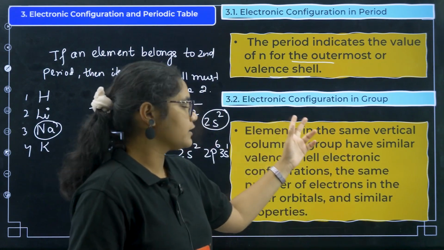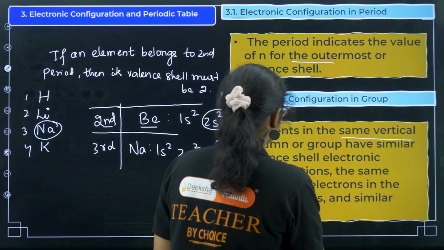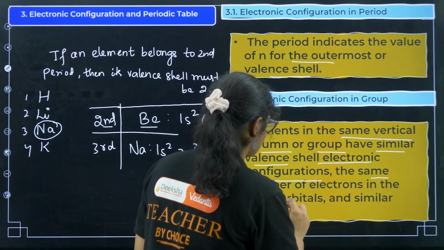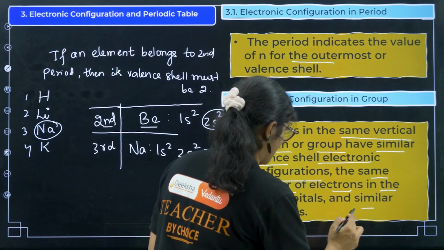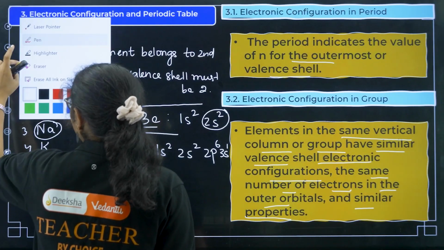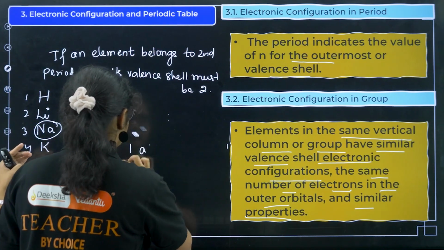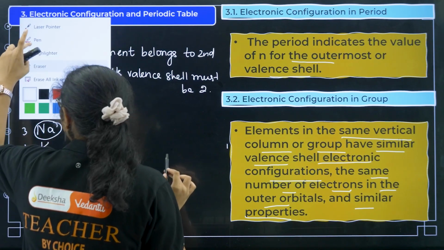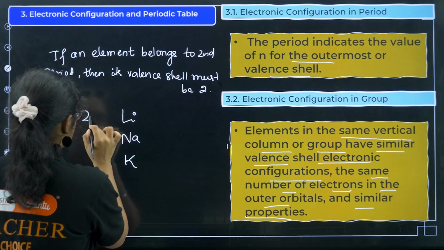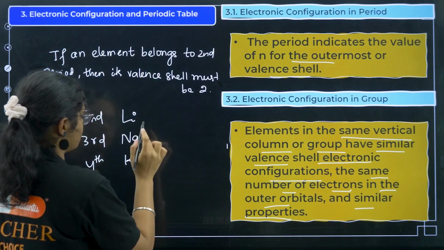Now coming to the electronic configuration in the group, that is very, very important. Elements in the same vertical column or group have similar valence shell electronic configuration, the same number of electrons in the outer orbital and similar properties. Suppose we compare the lithium, sodium and potassium electronic configuration, so we can understand the difference here. I'll write here lithium, sodium and potassium, right? This is the first group, and this is second period, third period and fourth period.